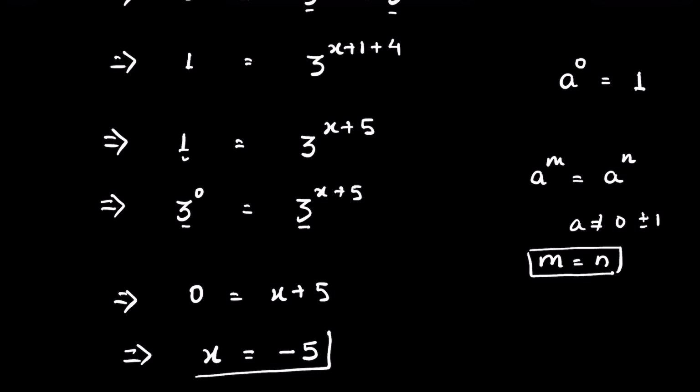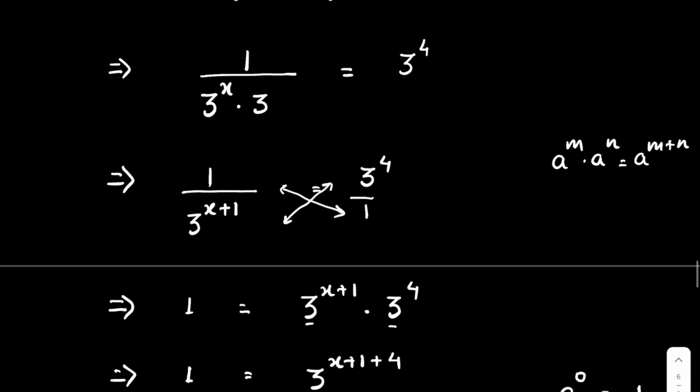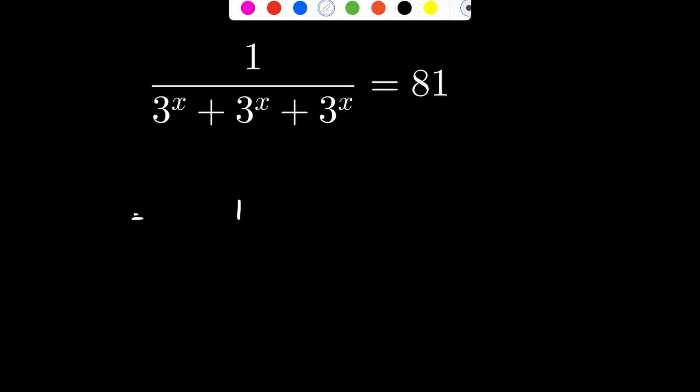This is our answer. We can verify the answer by substituting the value of x here. 1 upon 3 raised to the power minus 5 plus 3 raised to the power minus 5 plus 3 raised to the power minus 5 is equal to 81. We have to check whether LHS is equal to RHS.